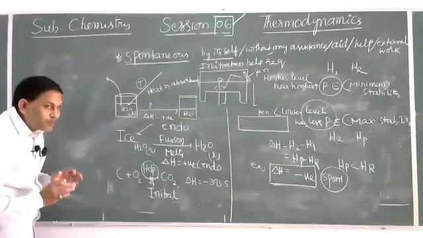Spontaneous means it happens by itself without any external help. Non-spontaneous requires external aid, external help, or external work. A process which takes place by external aid, external assistance, or external work is called a non-spontaneous process.